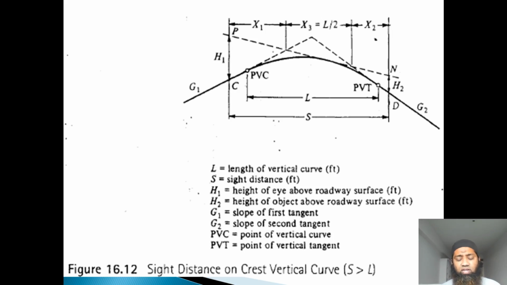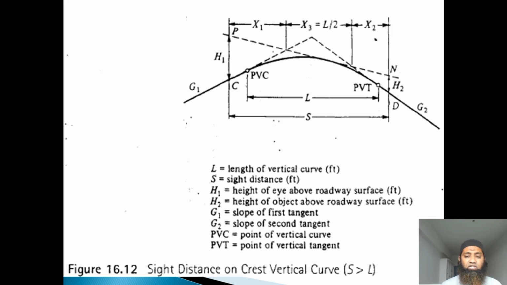As I had told you, we need to get a good view of the vehicles coming from the opposite direction. So H1 is height of eye above roadway surface. H2 is height of object above roadway surface. If some object or some person is coming, we'll have to guess the height of this person and at what surface we are getting this height H2. G1 is slope of first tangent and G2 is slope of second tangent.